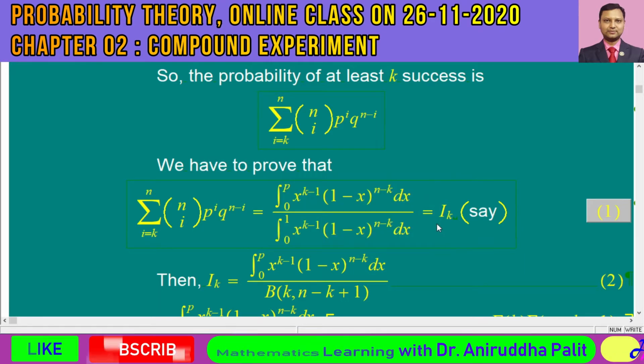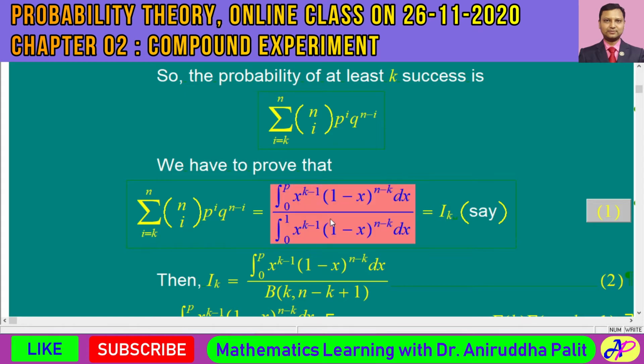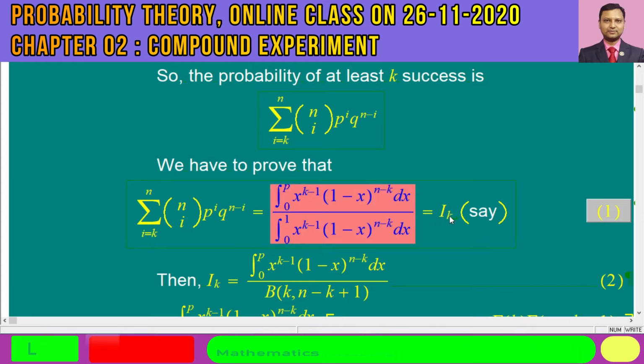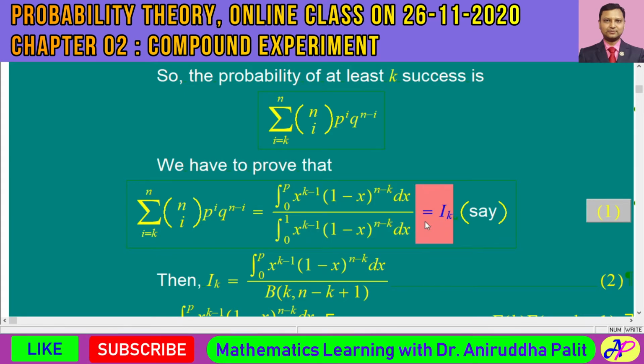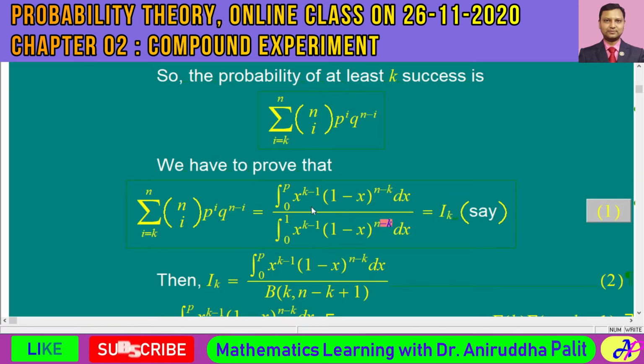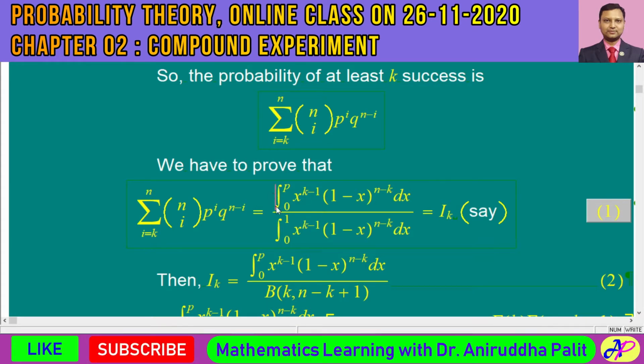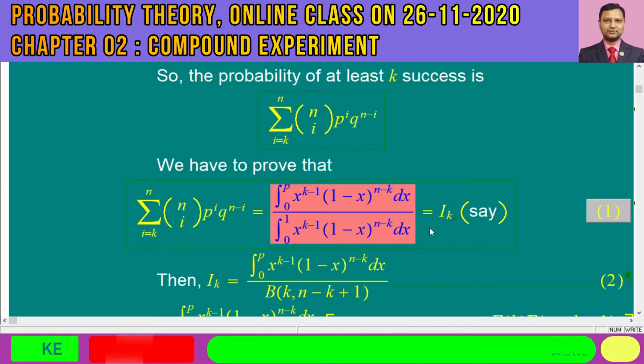Okay, and for the sake of simplicity, we denote this integral by I suffix k, because this integral depends upon the value of k. So depending on different values of k, the value of this integral would change.